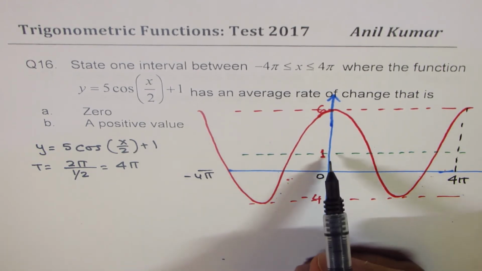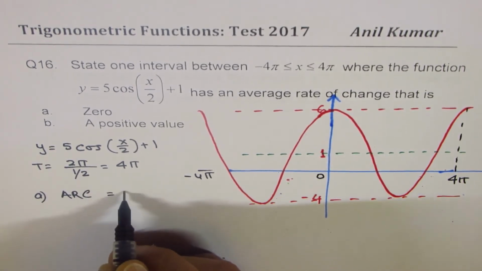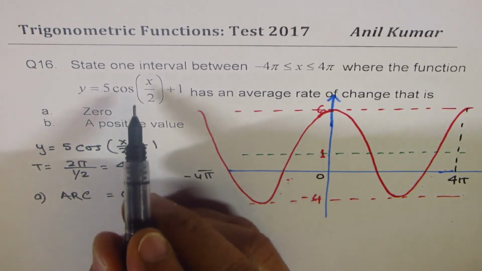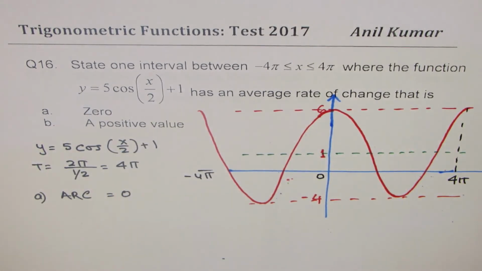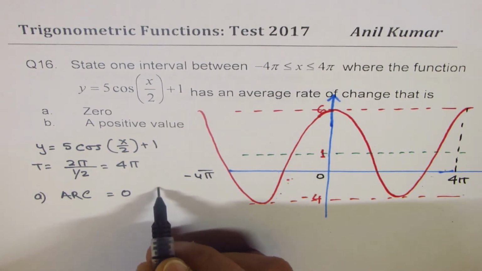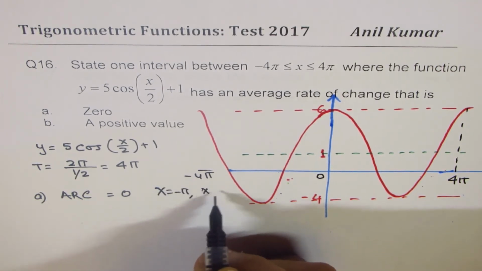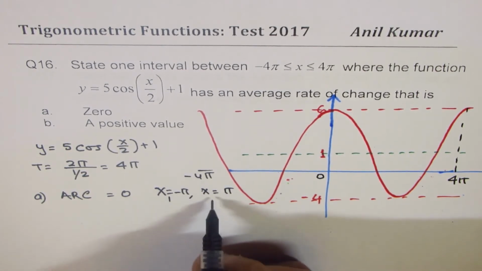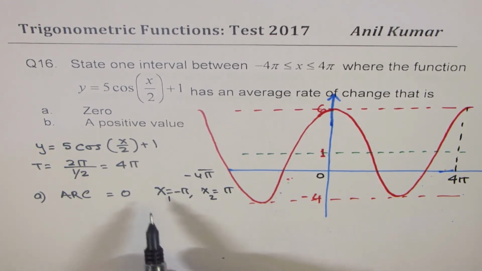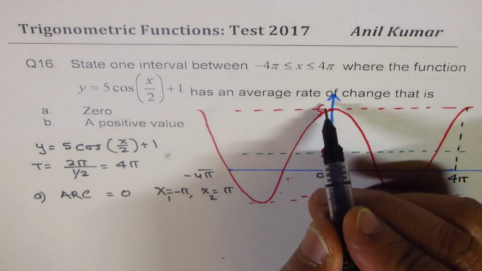So from the symmetry, you can say that for part A, for average rate of change equal to 0, we could be the same distance away from both because of the symmetry. This is an even function, right? And therefore, I could use a value which is, let us say, minus pi within this interval, from x equals minus pi to x equals plus pi. Do you see that? So x1 and x2 could be minus and plus pi, correct? So that will give us average rate of change as 0. So it is symmetric about the y-axis. That's the whole idea, right?